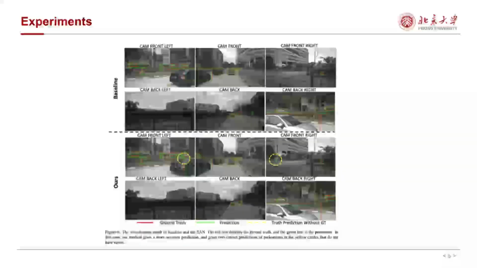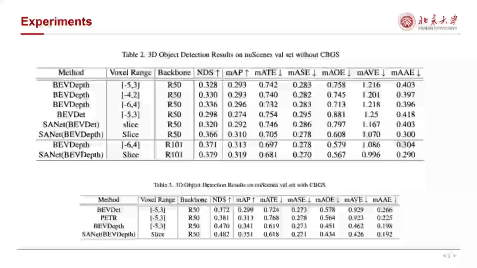We first evaluate our method on the nuScenes val set. The baseline methods are BEV-Det and BEV-Depth. We report the results of BEV-Depth under different height ranges, and the default height range of BEV-Det and BEV-Depth is used. We show the qualitative results of the baselines and our method. As can be seen from Figure 6, the proposed SAN improves the performance of 3D object detection. In this figure, we compare the results of SAN and BEV-Depth. As can be seen from Tab 2, our method can improve the baseline method by 0.03 in NDS, and all the evaluation metrics are also improved.